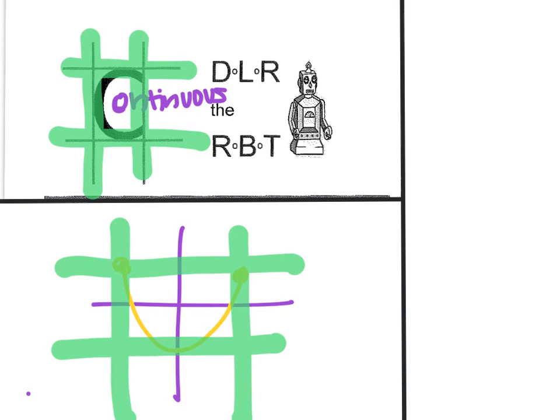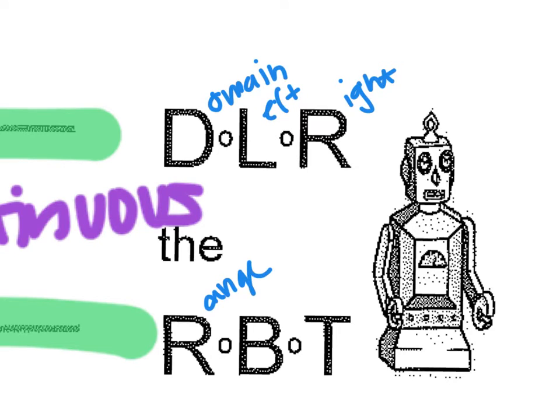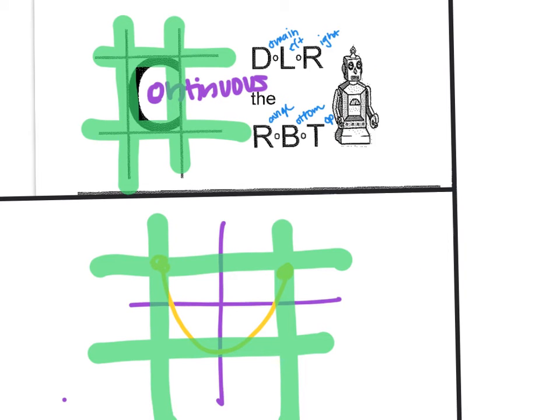So remember, DOLOR the robot reminds us that our domain is read from left to right, and our range is read from bottom to top. So DOLOR the robot helps us remember that our domain goes from left to right and our range goes from bottom to top. And we can look at these lines that we have drawn to help us figure out what our domain is going to be. So my domain would go left to right, my range would go bottom to top.